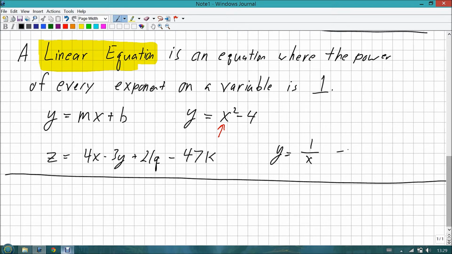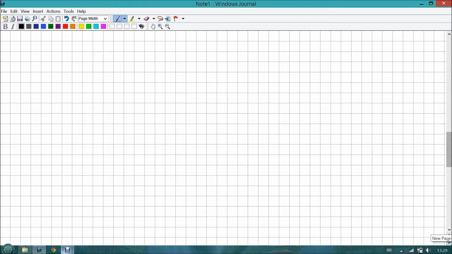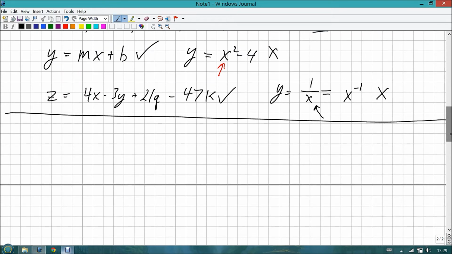All right, actually, I'm going to leave that up there. It's a good thing to see. All right, so this one would be not. This one would be not. This one would be, and this one would be. Okay, so let's go ahead and go to the next page. And on the next page, we are going to learn about how to solve them.